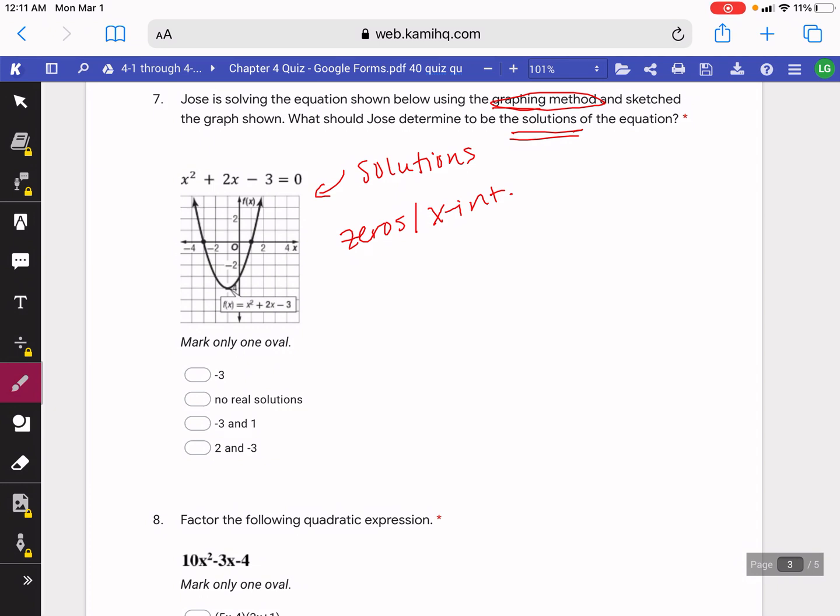Now a lot of students made this harder than it had to be. Here you didn't have to do any work at all. You just had to look at the graph and look for the zeros or x-intercepts, and those were your solutions. So here, one solution was at negative 3, the other one was at 1.